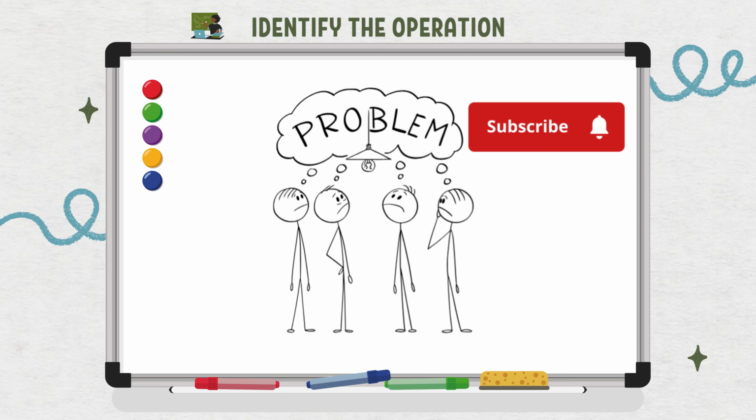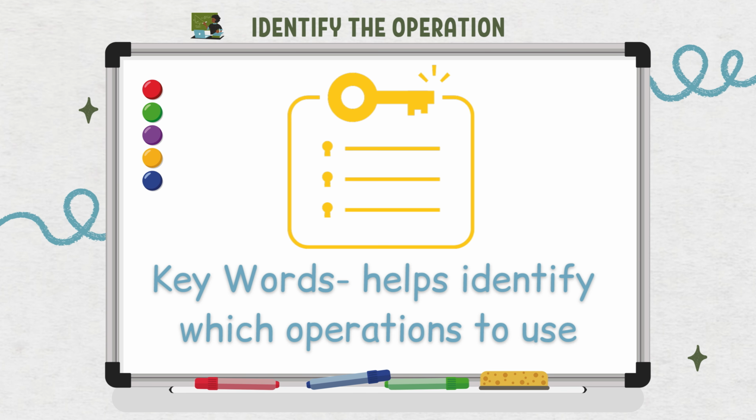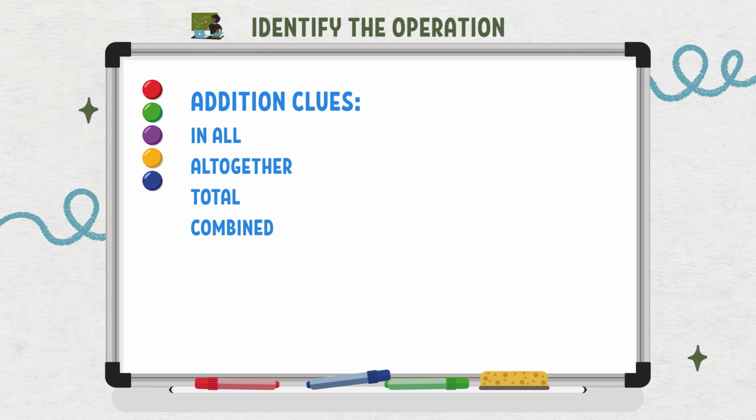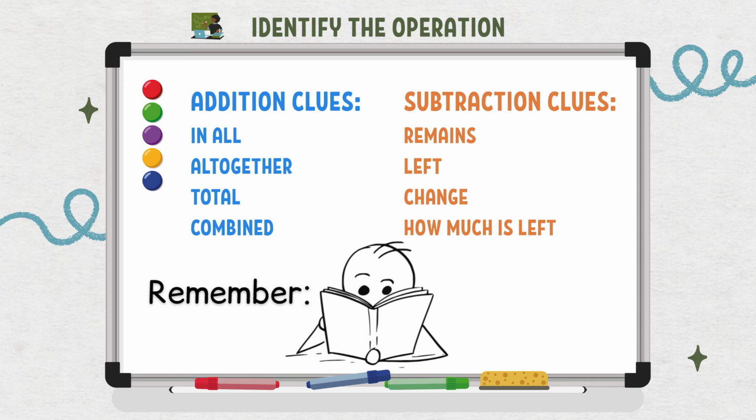Now, before we get into the word problems, we need to talk about keywords and phrases. These words help us identify which operation we should use. Here are some addition clues: in all, altogether, total, and combined. These usually mean we should add. Here are some subtraction clues: remains, left, change, how much is left. These usually mean we should subtract something from something. And my last tip before we get started, make sure you read the entire story problem before solving because your answer should actually make sense when you go back and reread the problem.